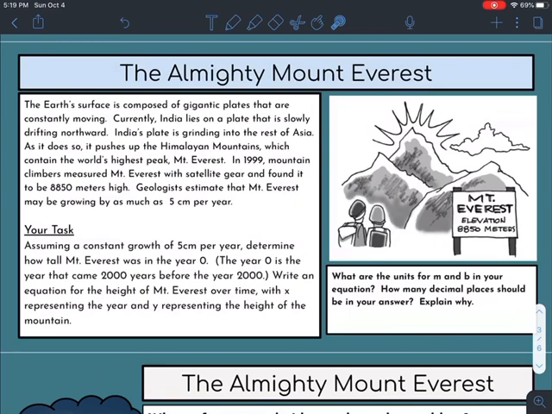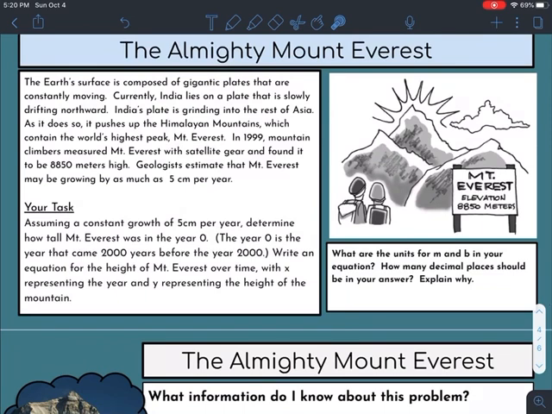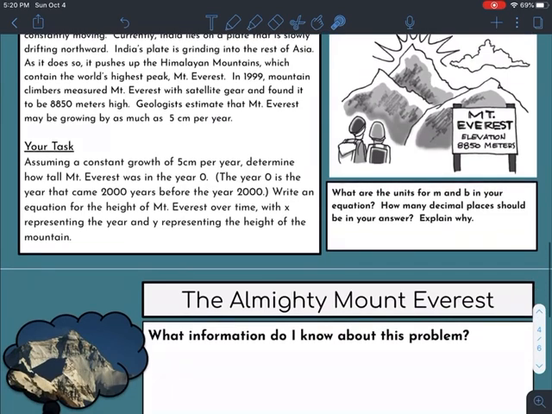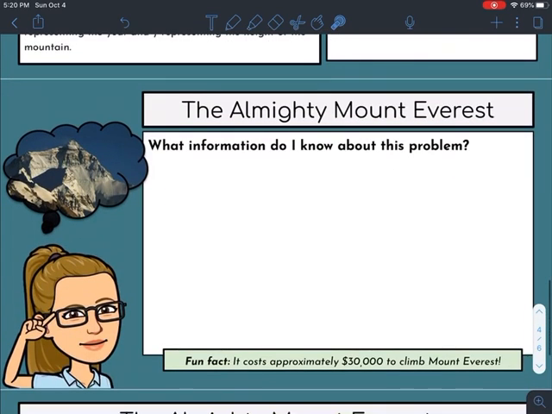Explain why. So, given this problem, now what we're going to do, if you need to take a moment, pause right here, catch up on your notes. If not, if you're already caught up, let's go ahead and move on to the next part. Okay, so what information do we know about this problem? So I'm going to go ahead and take some notes right here. You're more than welcome to take these notes as well on your document. So what information do I know about the problem?